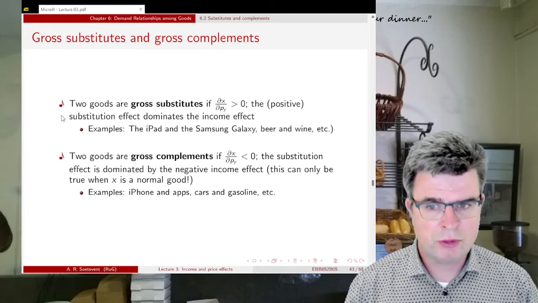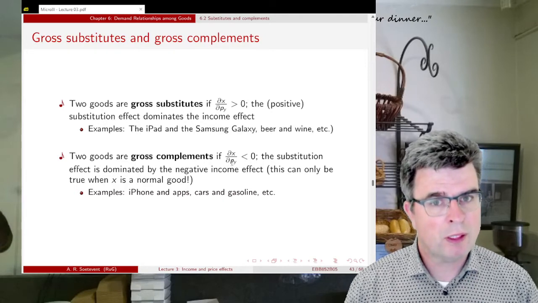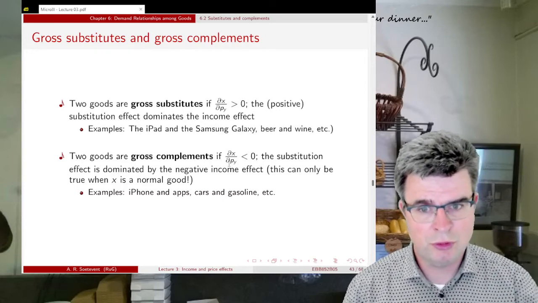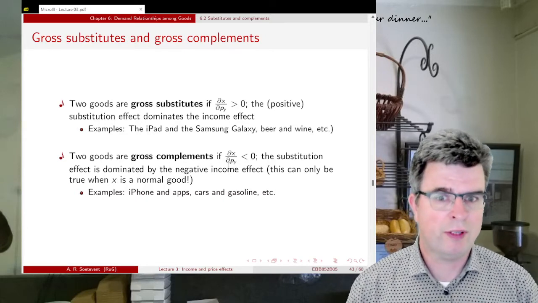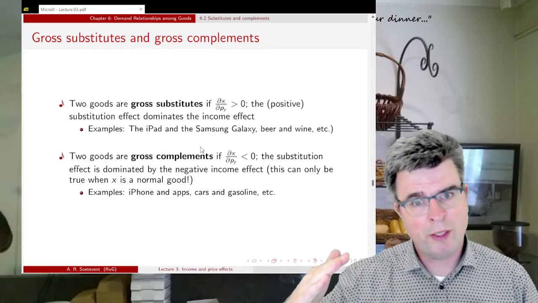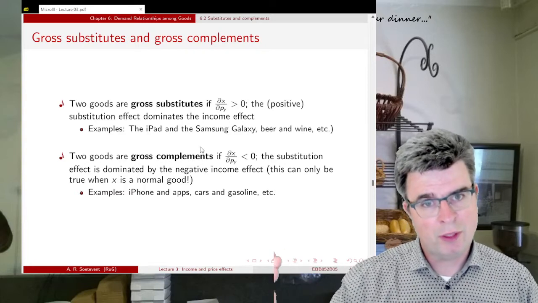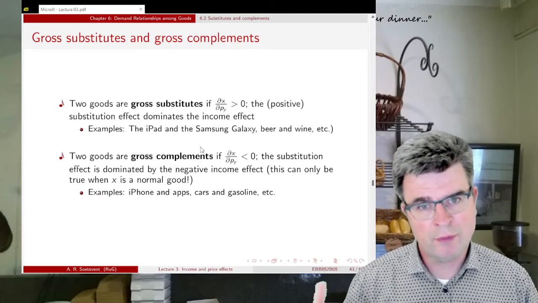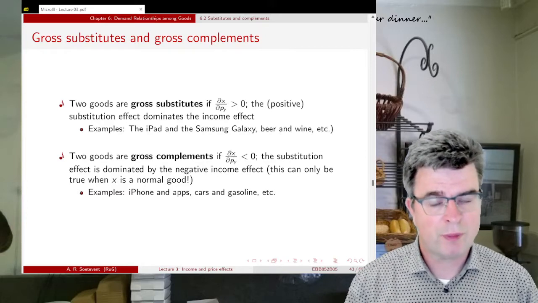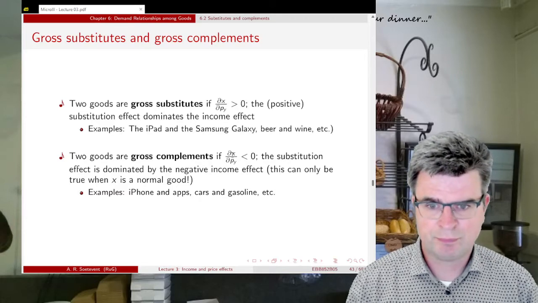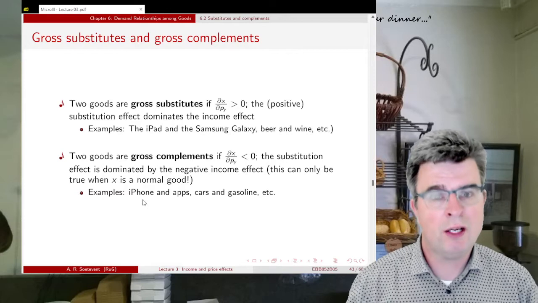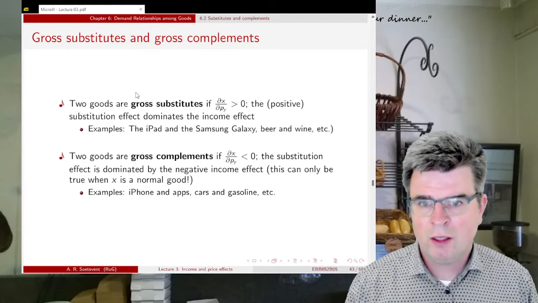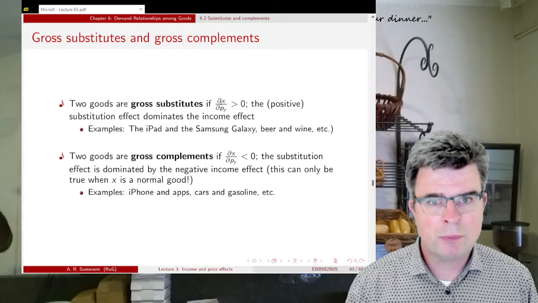And we call two goods gross complements if the price increase of one good leads to a decrease in the consumption of the other good. That means that in this case, the substitution effect is dominated by the negative income effect. So the price of good Y increases, you substitute away from good Y towards good X, but at the same time your income decreases, and the impact of the income effect overrules the substitution effect, leading you to consume on aggregate fewer units of good X. Examples of gross complements might be the iPhone and apps that you use on the iPhone, cars and fuel, etc. And gross substitutes work with the uncompensated demand functions.